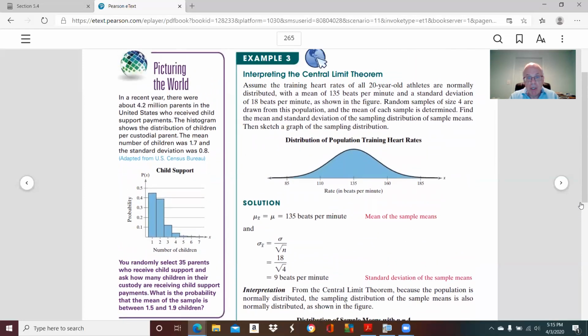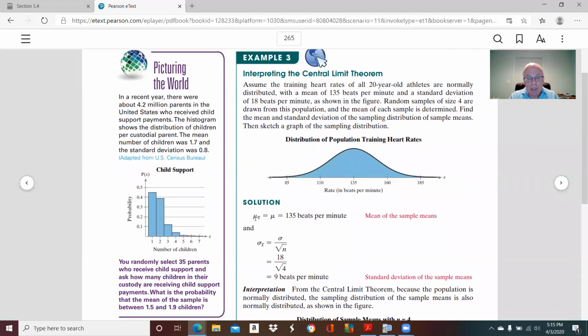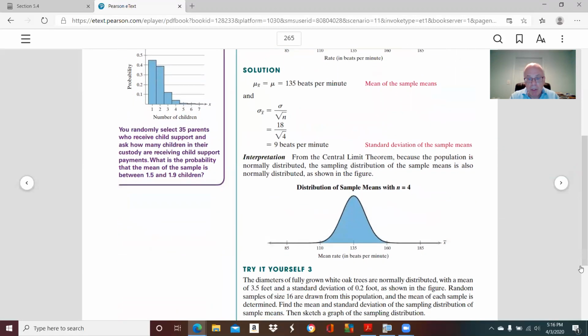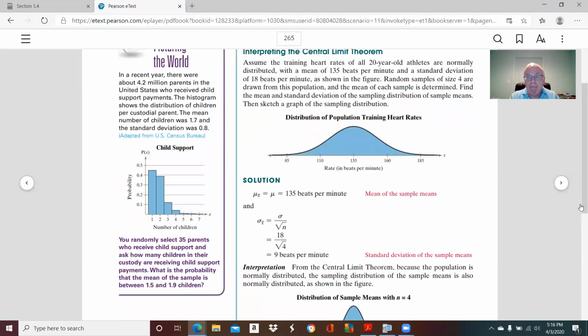So what is the mean of the sampling distribution of sample means? It's equal to the mean of the population, which is 135 beats per minute. What is the standard deviation of the sampling distribution, or what we call the standard error? It's equal to sigma, which is 18, divided by the square root of n, which is 4. Square root of 4 is 2. 18 divided by 2 is 9 beats per minute. That is the standard error for the sampling distribution. And then we just drew it just like that.